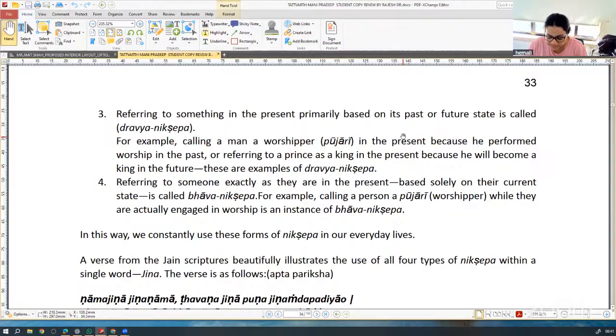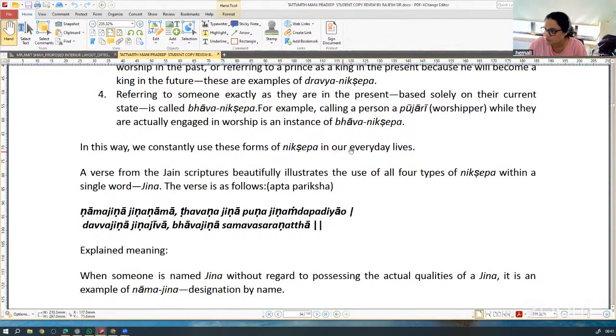Referring to someone exactly as they are in the present based solely on their current state is called Bhav Nikshep. For example, calling a person a pujari, worshipper, while they are actually engaged in the worship is an instance of Bhav Nikshep. In this way, we constantly use these forms of Nikshep in our everyday lives.